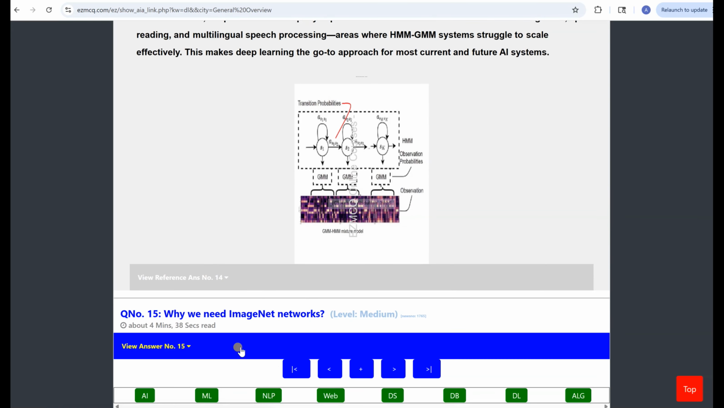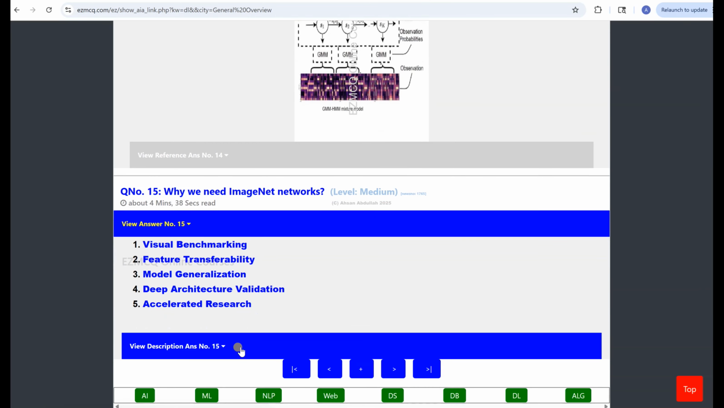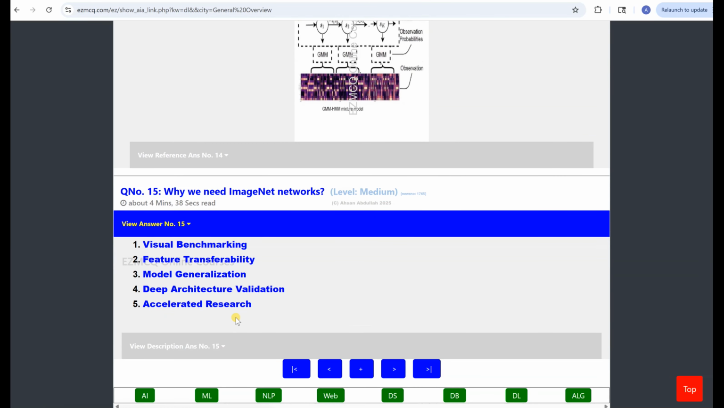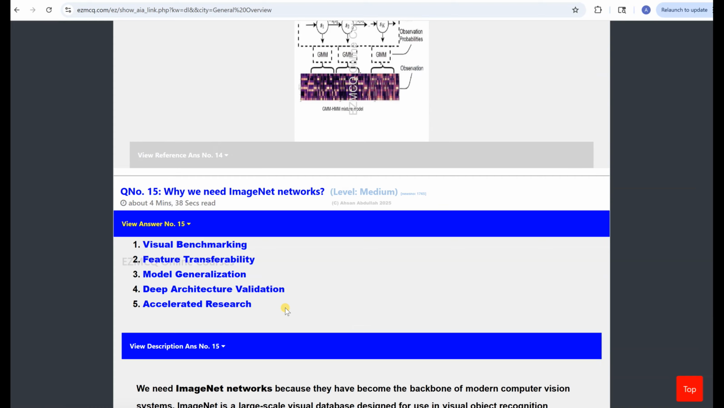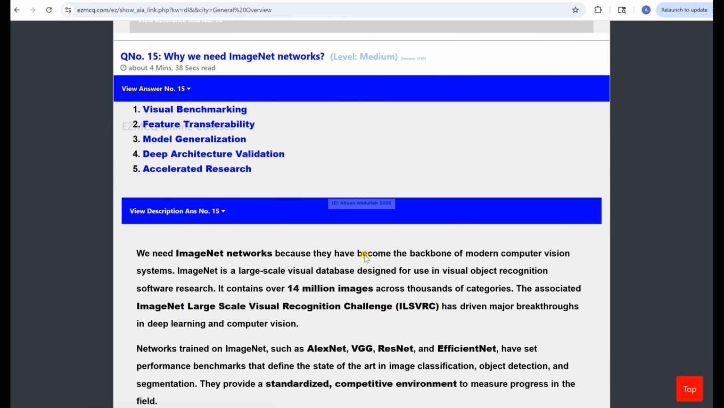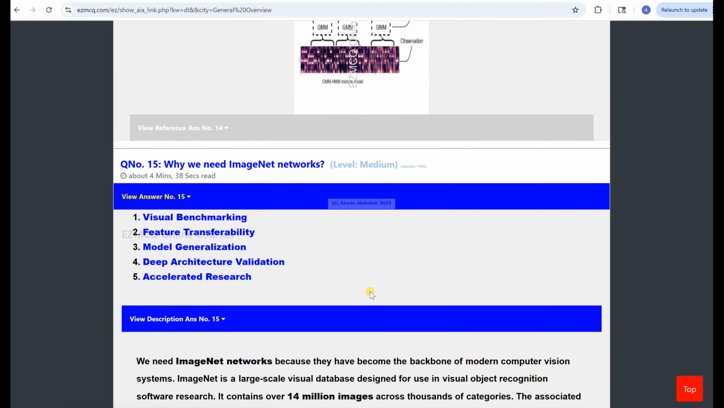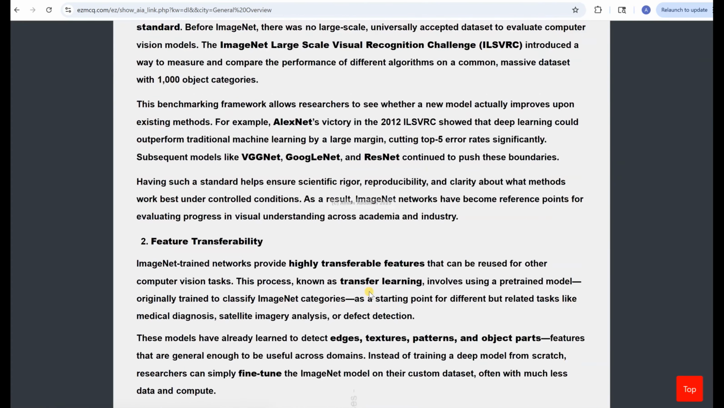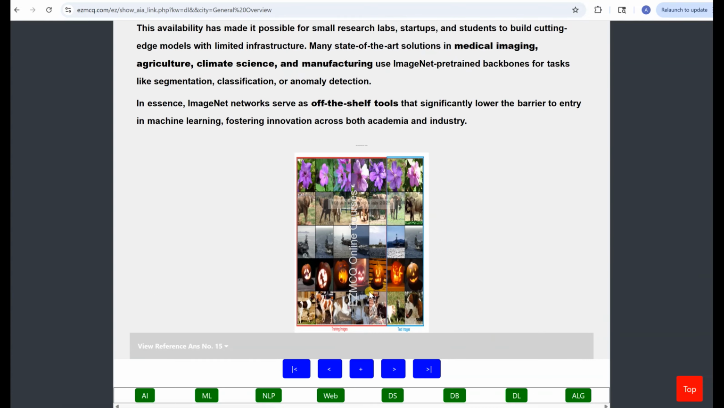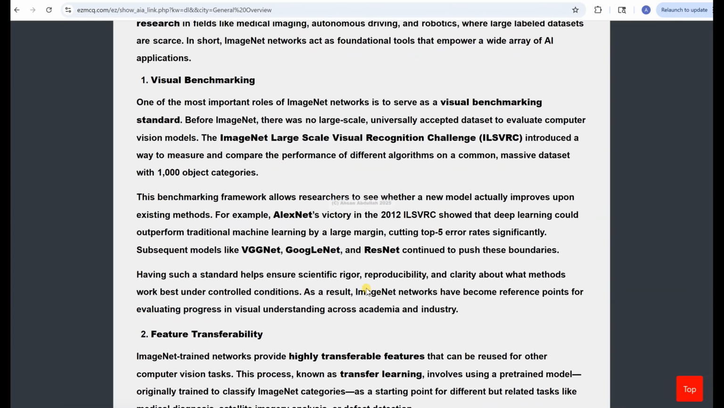So why do we need ImageNet? You must be wondering, what is ImageNet? Because they have something like 14 million images, and of course they are used for research, also for benchmarking, for standardization, and for a competitive environment, and so on. You can read the details, and at the end there's a nice diagram also.